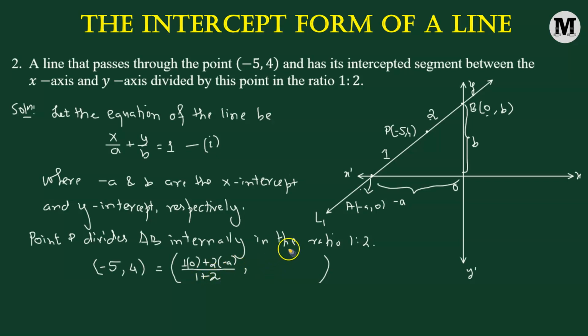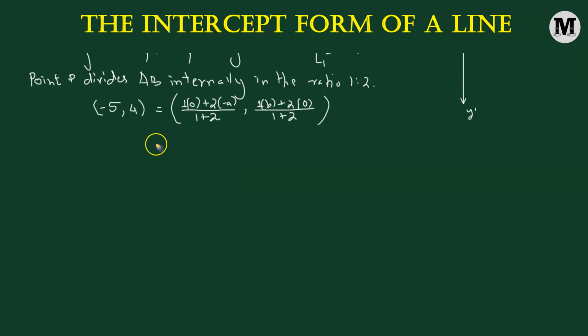And then to find out the y coordinate, again we use the internal section formula. So 1 is going to get multiplied to the y coordinate of point B. So we have 1 times b added to 2 times the y coordinate of point A. So we have 2 times 0 divided by the sum of the ratios, 1 plus 2. Now we have negative 5 comma 4.